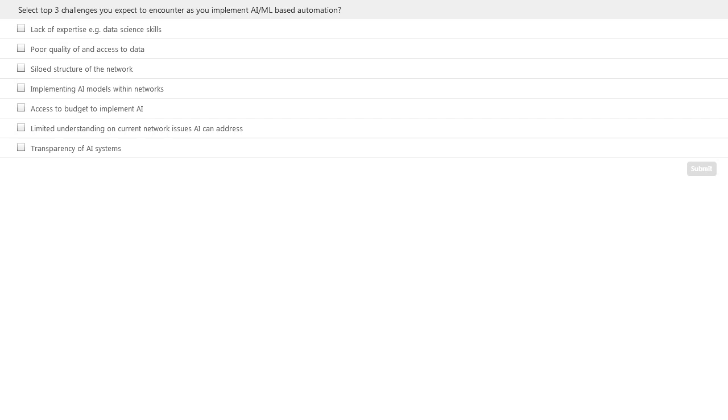Access to budget to implement AI. Having a limited understanding of current network issues AI can address. And finally, transparency of the AI-based systems.